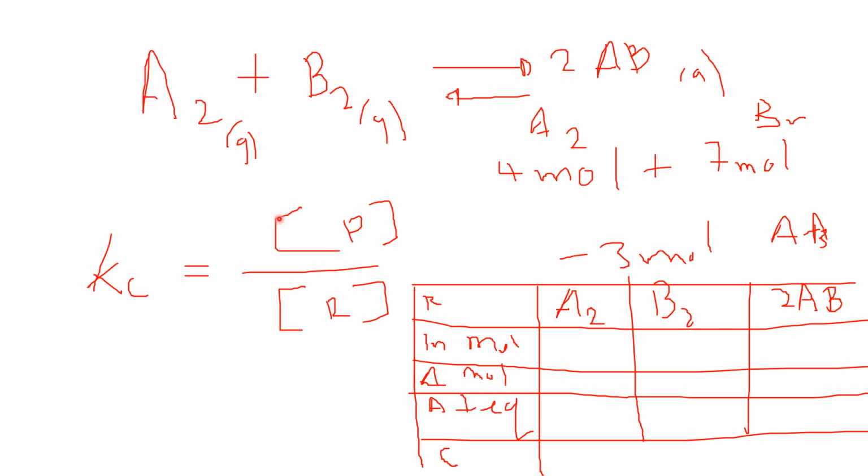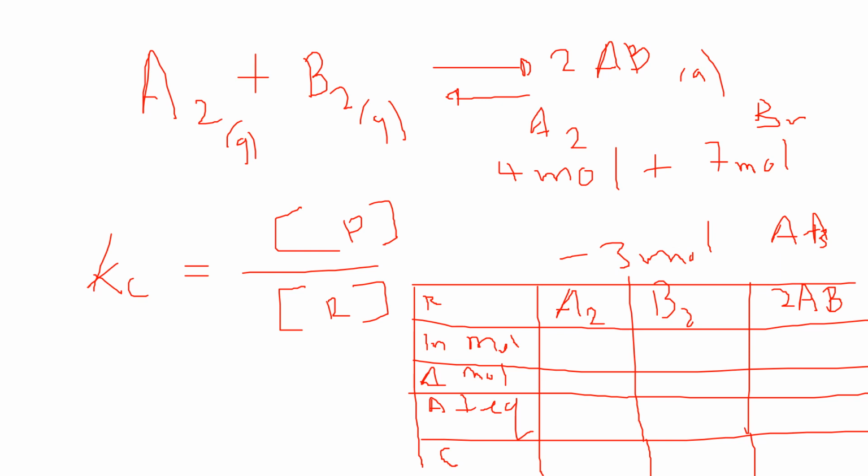If ever on your reaction you have a solid or a liquid, that means you don't have to include a solid and a liquid on your table here. On your equilibrium constant, the liquid and the solid, you don't include them. You deal with aqueous and gases. I will just make one example of that after this one here.